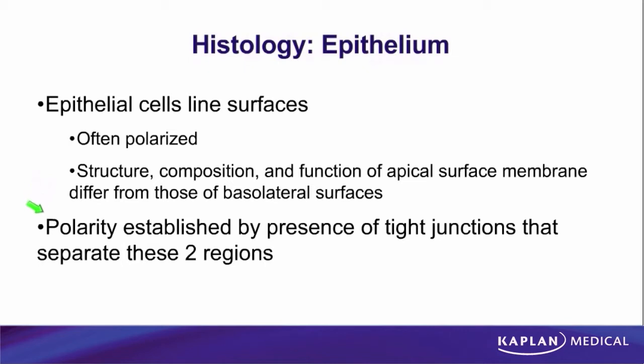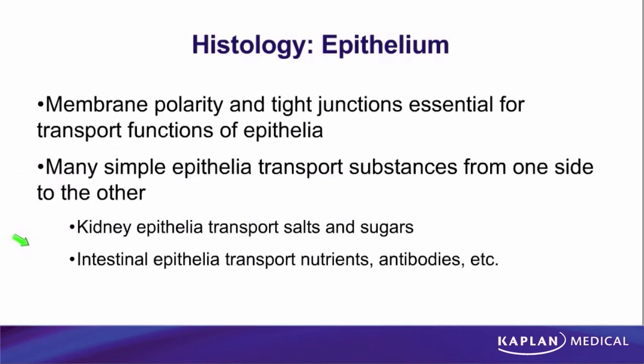We're often going to see junctional complexes called tight junctions that will separate the two regions that have these two different functions. We'll see what we mean by that in a few moments. These tight junctions are going to be essential to maintain the integrity of the polarity and thereby maintain the integrity of the transport function.